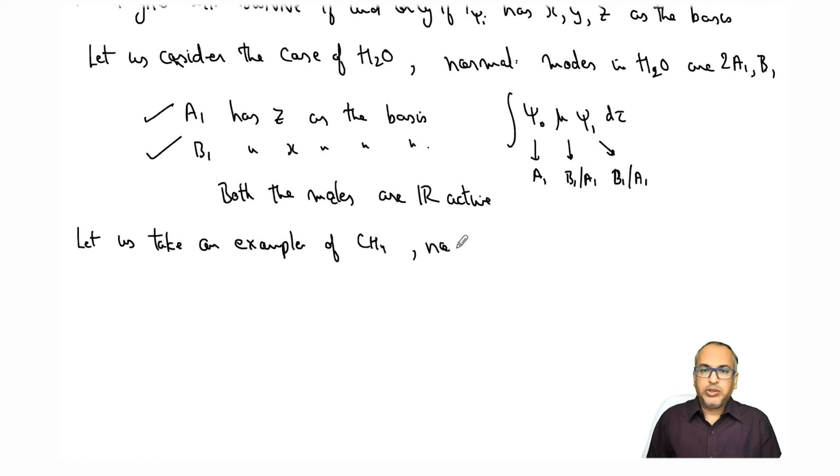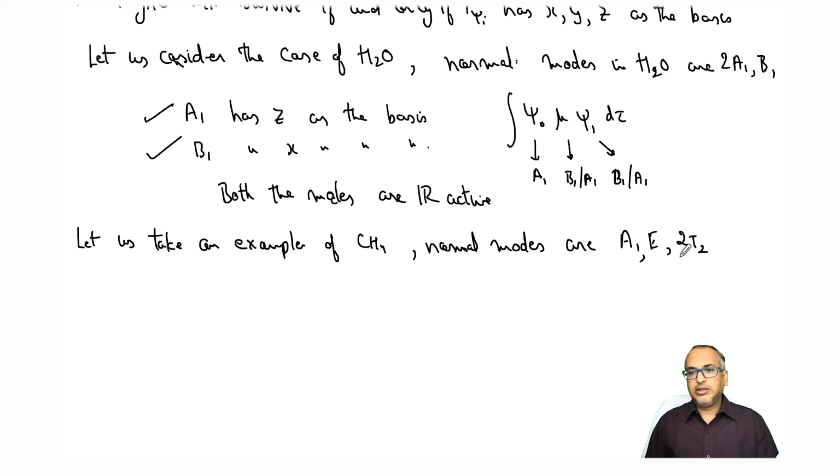So the normal modes, we have not done this case, we have not calculated in this class, but I would suggest you do it as a home assignment. So normal modes are A1, E, and 2T2. Okay, so these are the normal modes which we got.